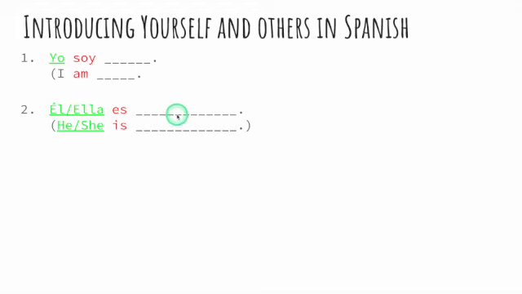If it's a girl, I would say ella es. So maybe me and my wife are somewhere and I want to introduce myself and then introduce my wife to somebody. I would say yo soy Señor Rix. I am Mr. Rix. Then I could point at my wife and say ella es Señora Rix. She is Mrs. Rix. Or let's say it's me and my mom somewhere and I want to introduce myself, then introduce my mom. I could say, yo soy Señor Rix. Ella es mi mamá. She is my mom. Or I could use her name. I could say, ella es, I'm just going to make up a name here, ella es Betsy. Let's say her name is Betsy. So she is Betsy. So I'm Mr. Rix. She is Betsy.